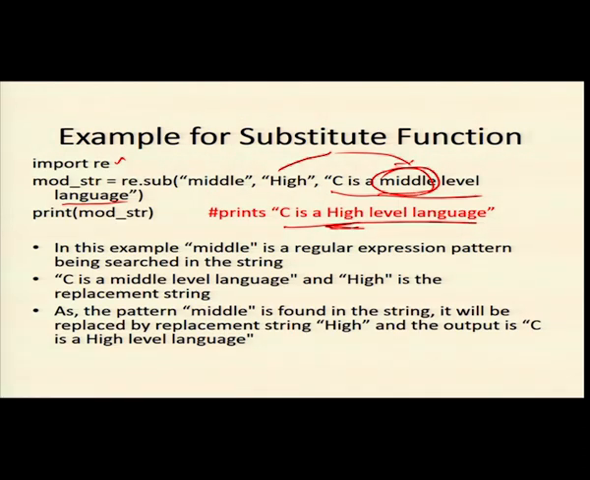So, as we could see in this example, middle is a regular expression pattern being searched in the string "C is a middle level language", and high is the, what type of string is it? High is the replacement string. As the pattern middle is found in the string, it will be replaced by the replacement string high, and thus we get the output as "C is a high level language", and that is how the substitute function works. Now, let us see a few pattern examples.